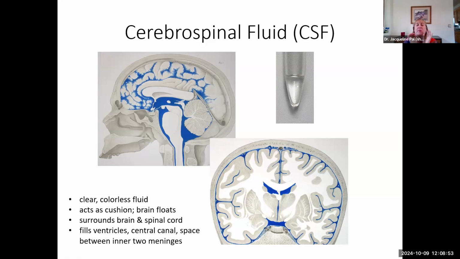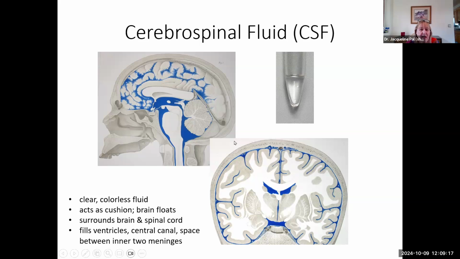And so it makes your brain feel a lot lighter than it really is because your brain actually weighs a couple of pounds. And I know you're going to say, Dr. Powell, my head feels really heavy. Well, that's because your bones feel heavy, but your brain actually has a weight and you're not feeling the weight of your brain because it is floating.